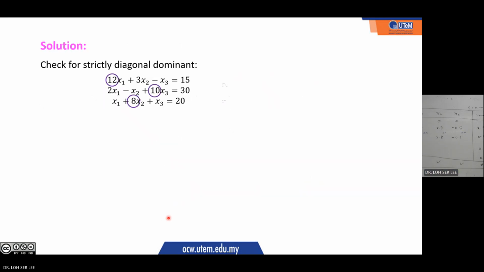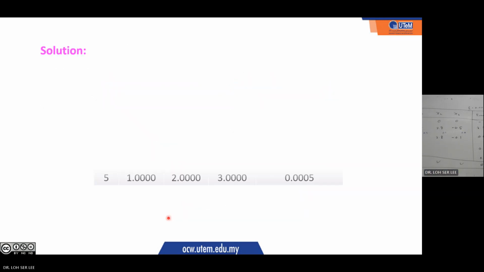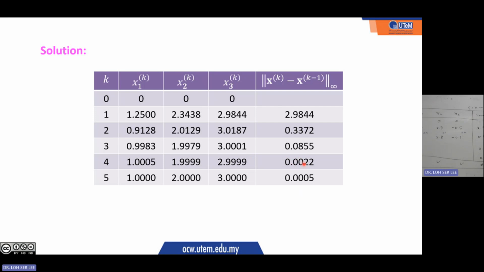0.001, this one. This is still larger than 0.001. So one more iteration. This is less than 0.001. Then you stop the iteration here and give your final answer in the vector form. So this 1, 2, 3 will be your final answer.